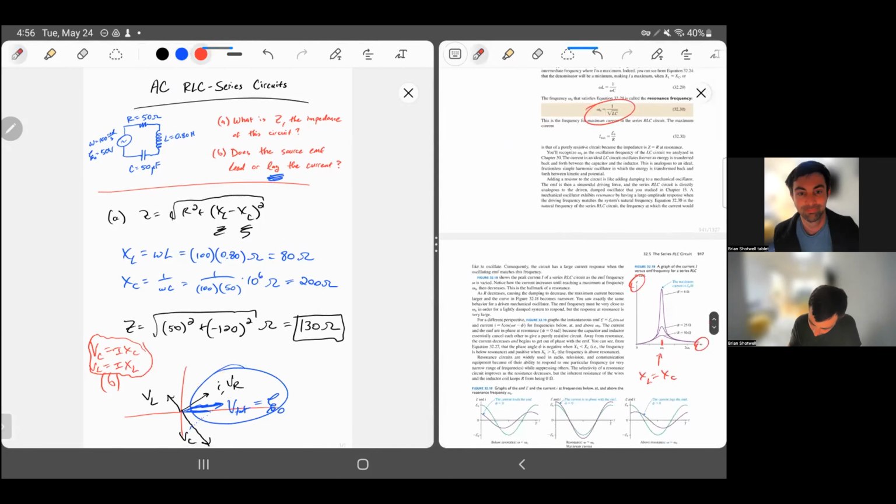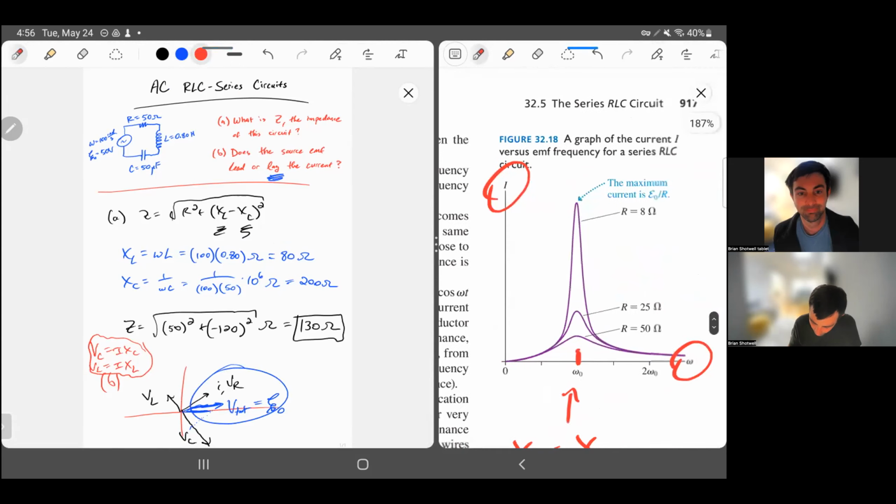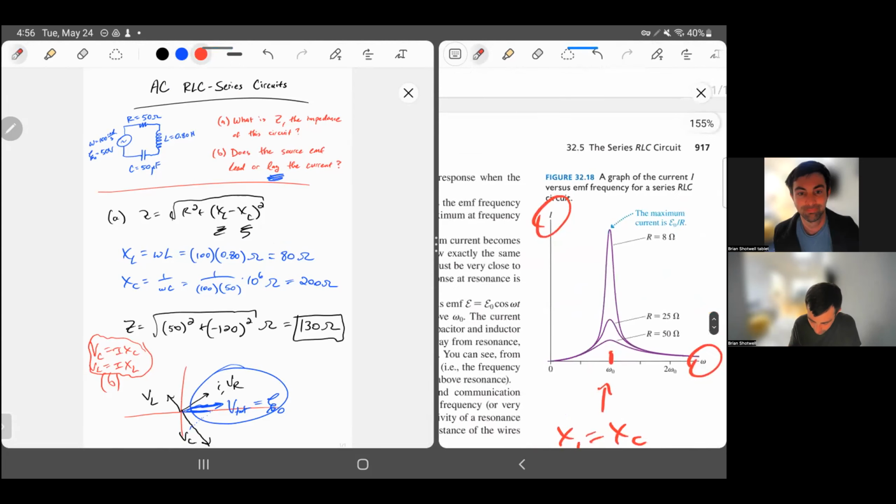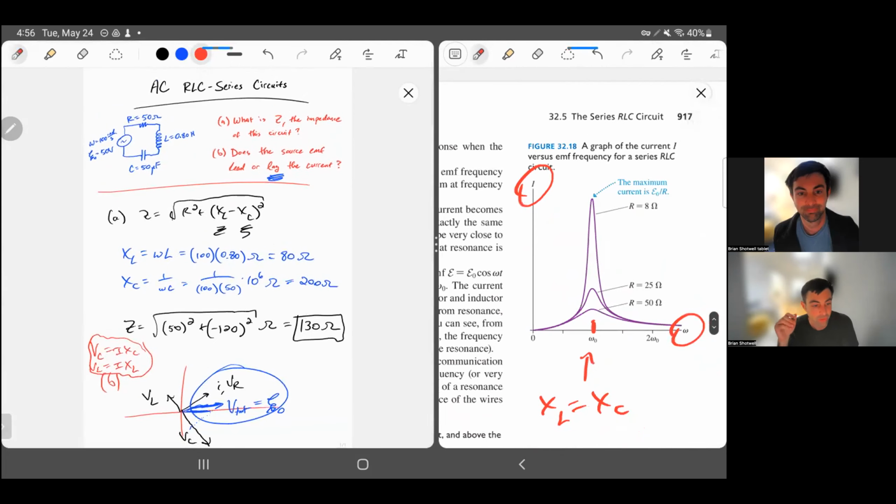So going back to this phenomenon of resonance, if we were at resonance, then those two voltage values would be equal. V sub L would be equal to V sub C. The fact that they're not equal means we're not at resonance. So the next question to ask is, are we above the resonant frequency or below the resonant frequency for this problem?